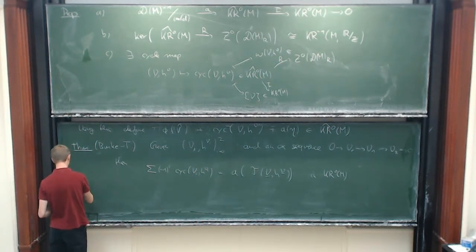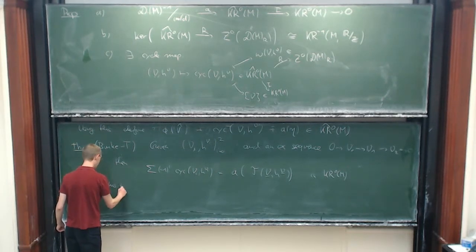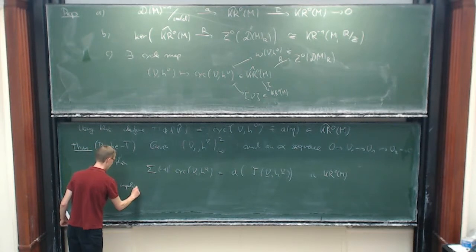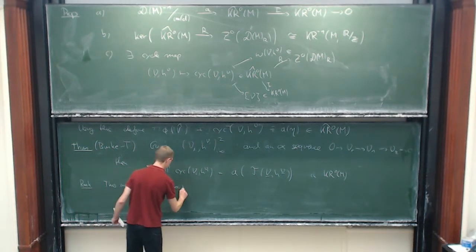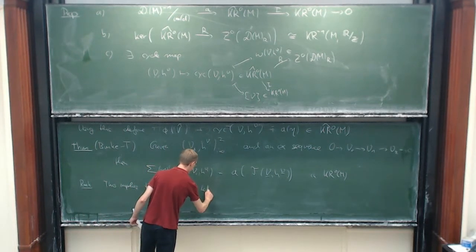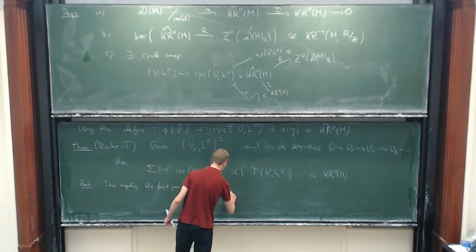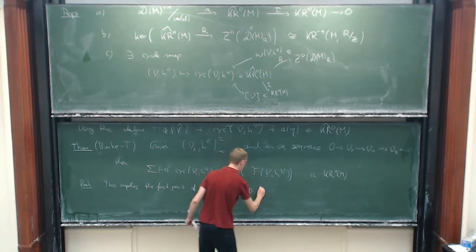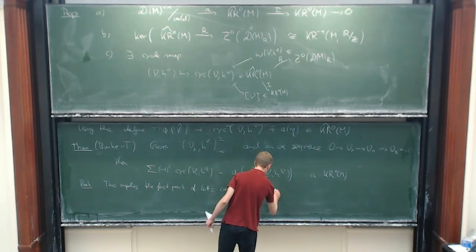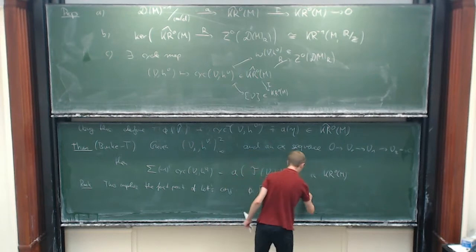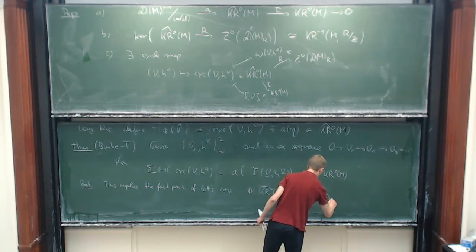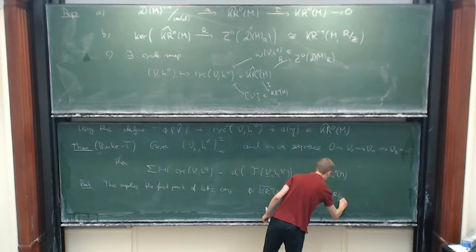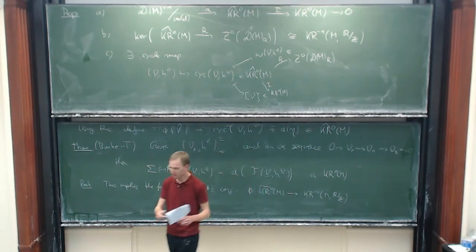Okay, so remark: this implies the first part of Lott's conjecture. So we get this map pi, which maps KR-bar 0 to this KR minus 1. Okay.